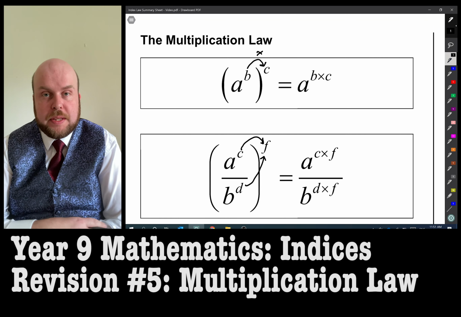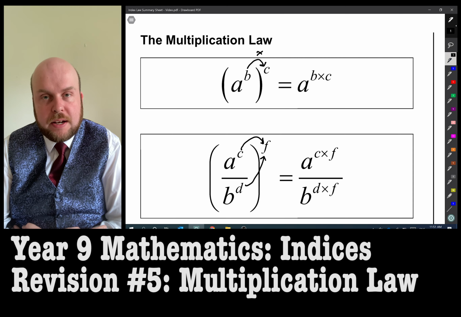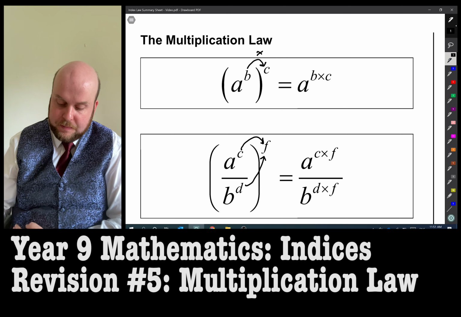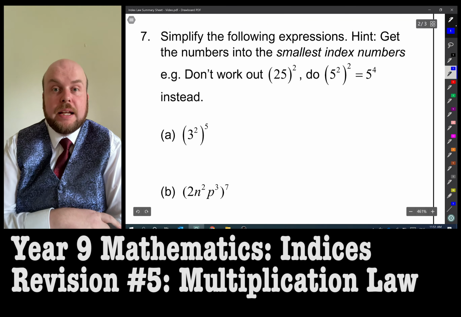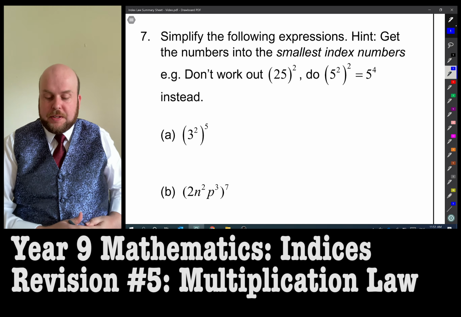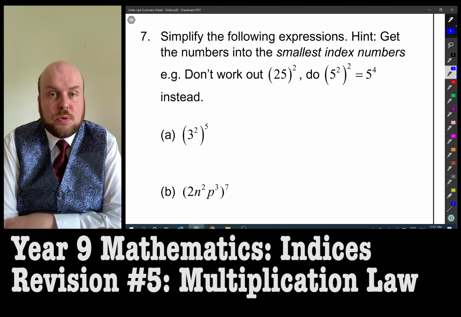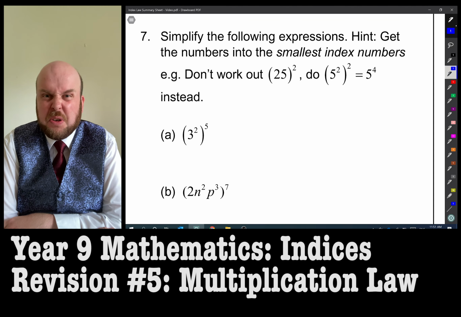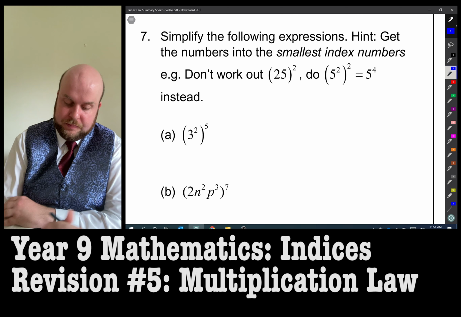As a strategy with these questions, sometimes it is very useful to save the multiplication until the very last step. Simplify the insides of the brackets first, then do a multiplication. Simplify the following expressions. Once again, we're going to make sure that we don't do any extraordinary multiplication. We don't want to do 25 squared. We want to make it 5 to the power of 4.